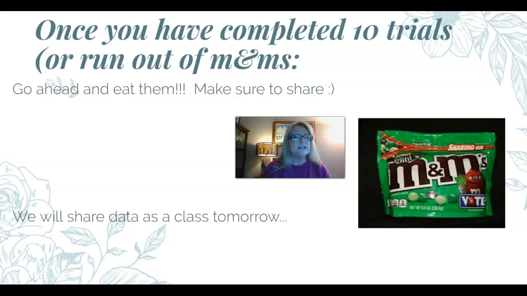So for today, don't stress. You're just capturing the number of M side up M&Ms you have for each of those 10 trials. It should reduce by half each time because you're only putting the M side up back into your cup or bag.